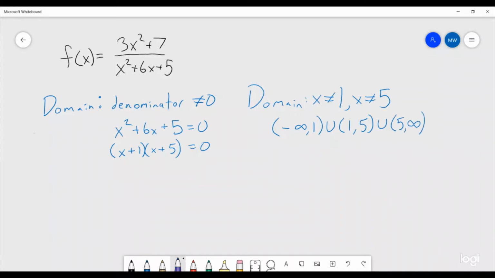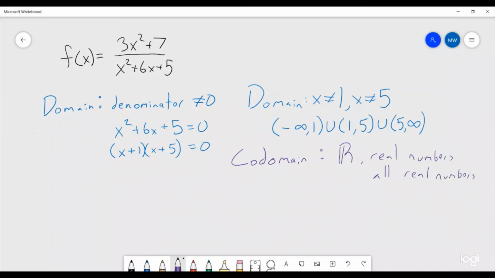Now our codomain is going to be everything, because we are assuming that it's a function from the real numbers to the real numbers, and we are not restricting the codomain at all. So the codomain is going to be R, or in other words, the real numbers. So this is all real numbers.